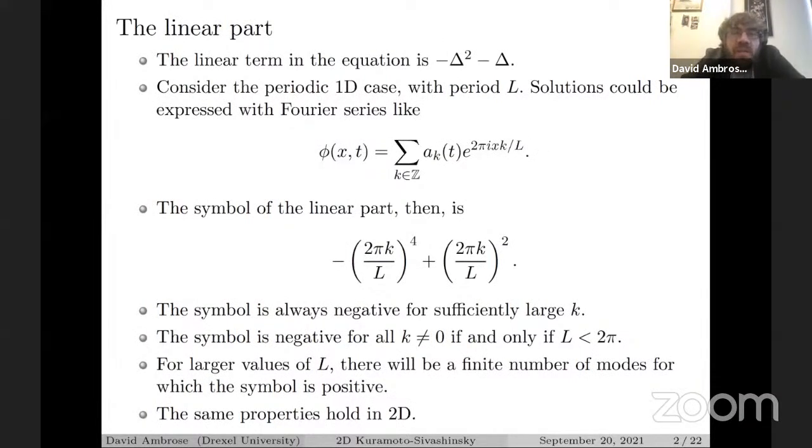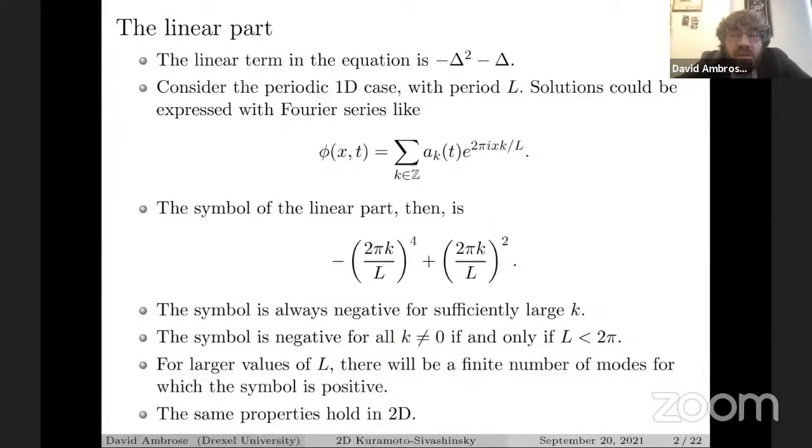Okay, so if we look at the linear part, I made a big deal about the linear part. The linear part is minus Laplacian squared minus Laplacian. If we look at that linear part in the 1D case with period L, then we could write a Fourier series. Phi of x, t is the sum over k in Z of some coefficients a_k of t times e to the 2 pi i x k over L. If we take the symbol of the linear part, we take 4 derivatives and 2 derivatives, and we take negative on both of them. The symbol of the linear part then is minus (2 pi k over L) to the 4th plus (2 pi k over L) squared.